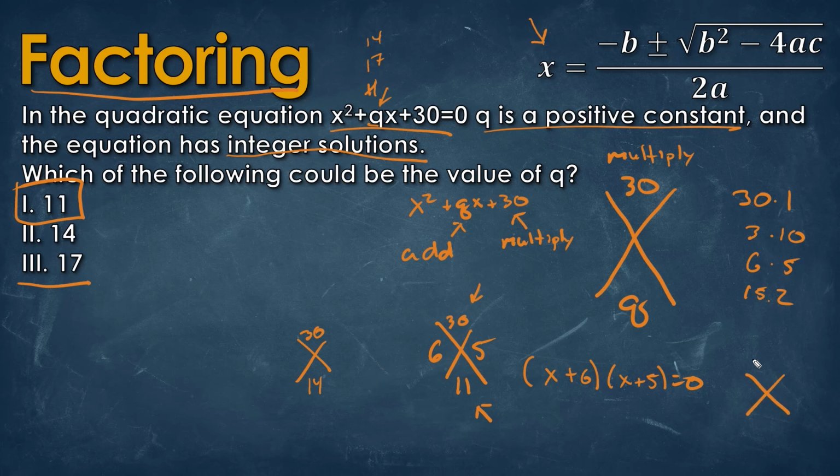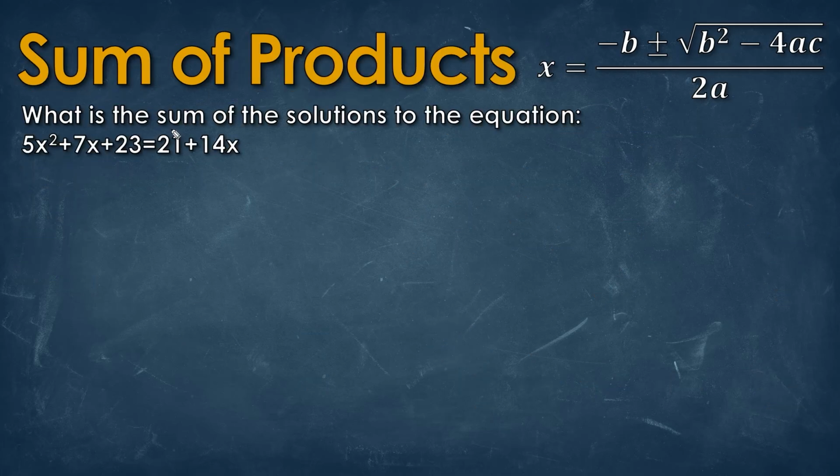But again, we have that 30 and 17 for that last one. And again, it would be 15 and 2 would be those values. So we know that 11 and 17 would be the only integer solutions that would work. 14 does not.